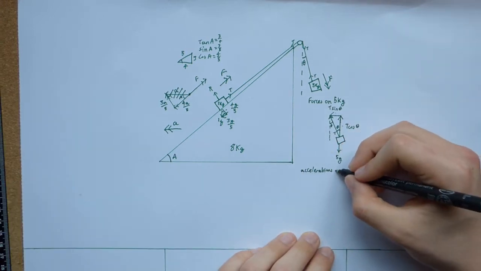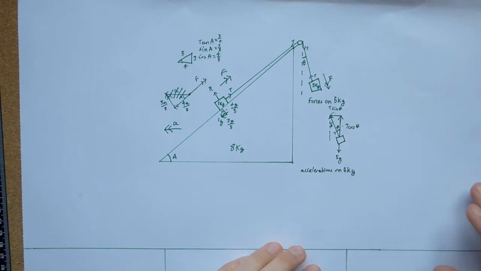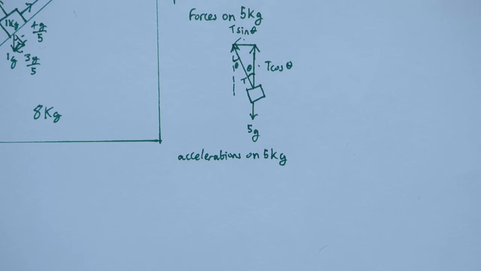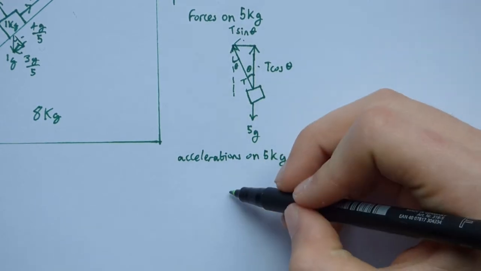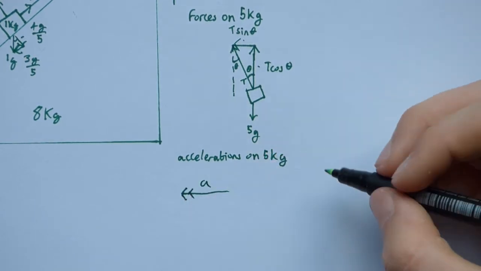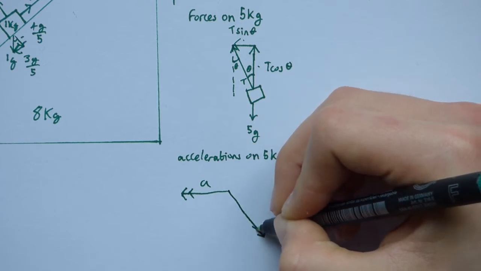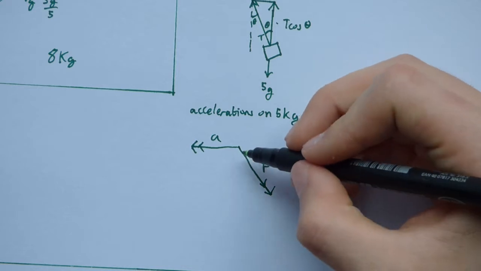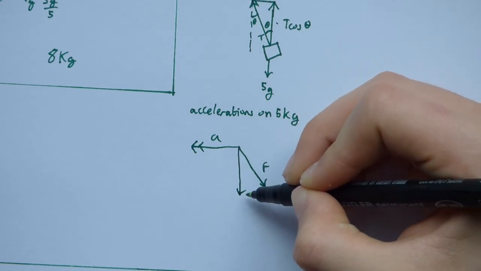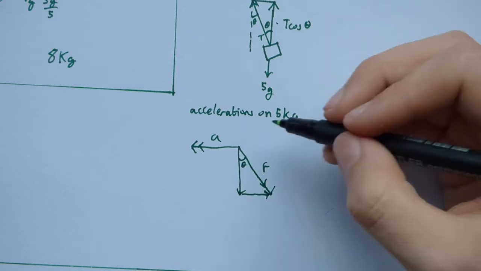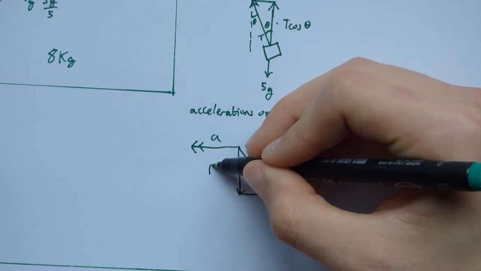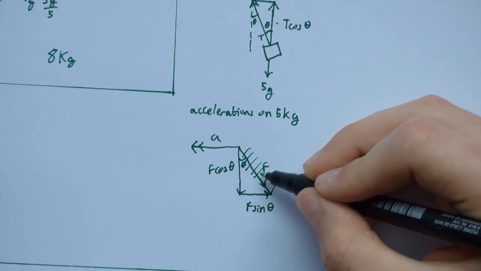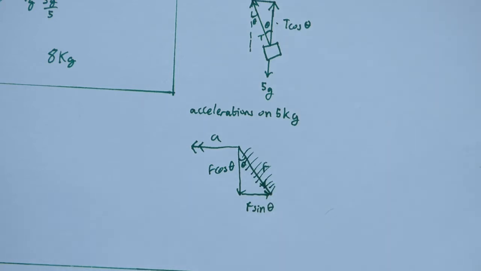So if we draw the accelerations for the 5 kilogram mass, just like we did for the 1 kilogram mass, I've zoomed in here, hopefully it works. We've got A pulling it across, and we've got its own F pulling it down to the right, just from the way it's swinging itself. So you can split that F into two separate components, one vertical and one horizontal. So you've got F cos theta for the adjacent side and F sine theta for the opposite side.